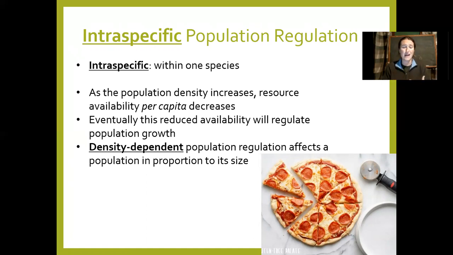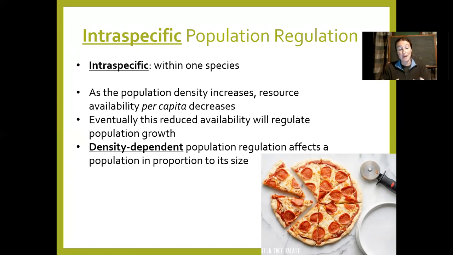You can think of this like a pizza. Here are 8 slices to a pizza. If there's only one person, hooray, that one person gets 8 pieces of pizza. If there are 2 people, each person can get 4 slices. If there are 8 people, each person can get 1 slice each. And then if you have more than 8 people, things get a little bit tricky.